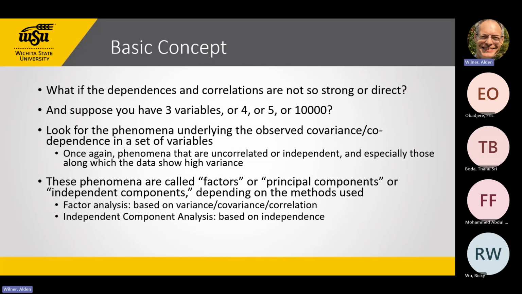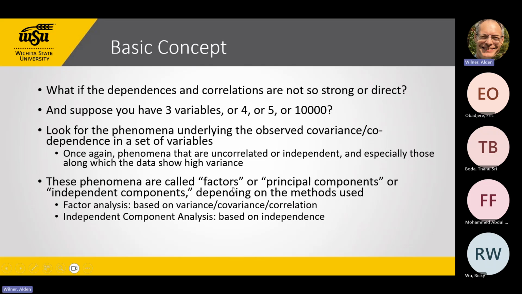So again, what if our dependencies and correlations are not very strong? What if they're not very direct? What if we have a lot of variables, not only a few variables? What if we have 10,000 variables, right? We're looking for the phenomena underlying the observed covariance. Once again, the things that are uncorrelated or independent, those are going to show high variance, right? These phenomena are called factors, or principal components, or independent components, depending on the methods used, right?